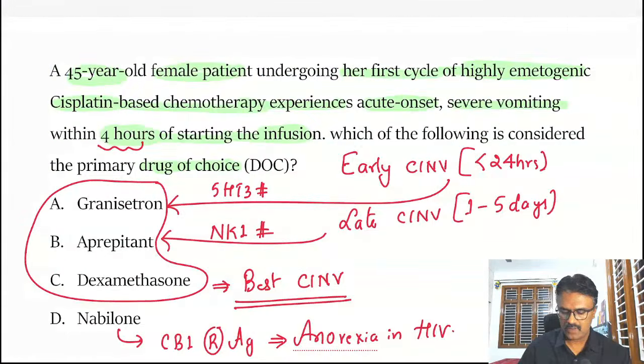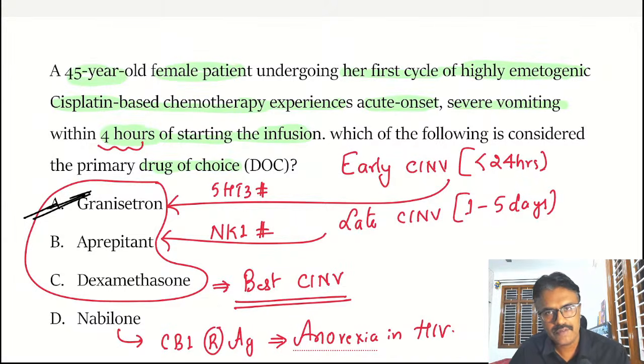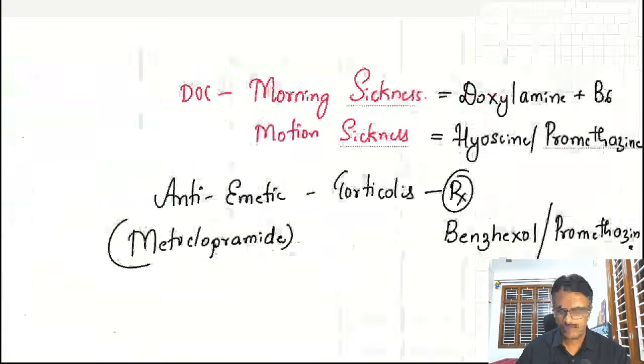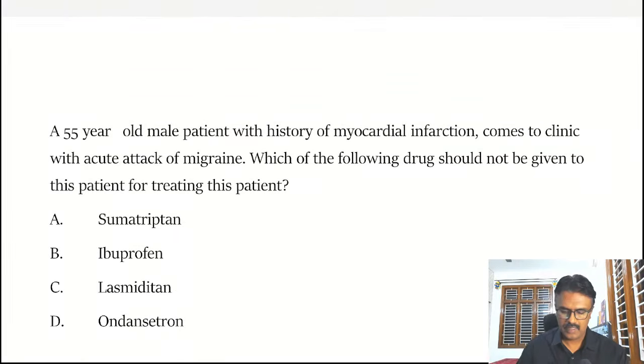So the answer for this question is option A, granisetron. Setrons are the drug of choice for early CINV. Let's move on to the next question.